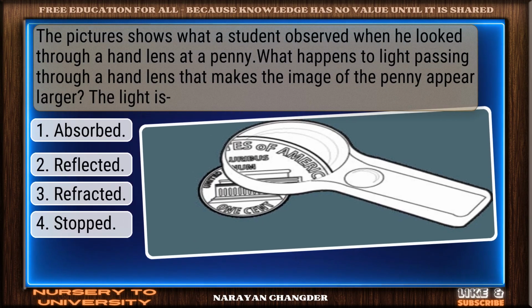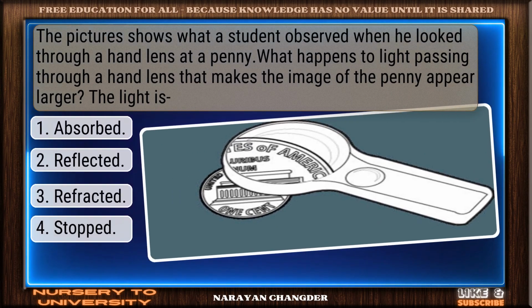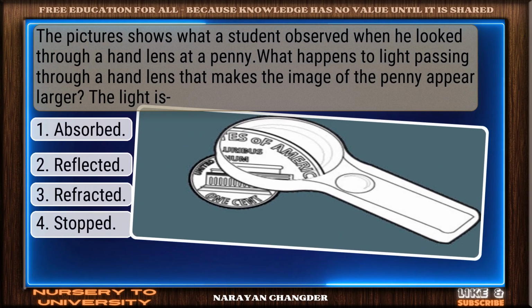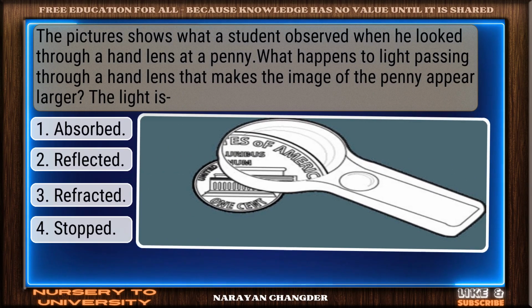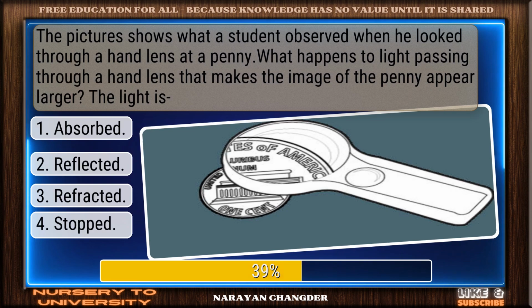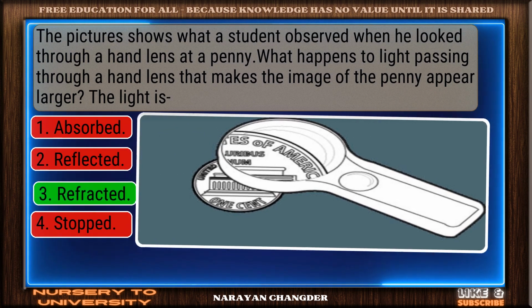The pictures show what a student observed when he looked through a hand lens at a penny. What happens to light passing through a hand lens that makes the image of the penny appear larger? The light is... Bravo! Refracted is the answer.